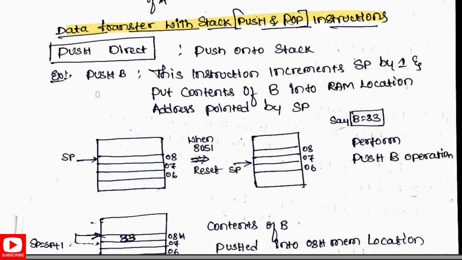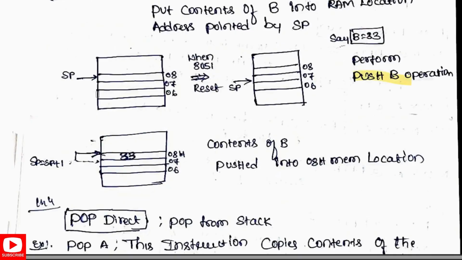Next one, PUSH direct, that is push onto the stack. Here the instruction increments the stack pointer by 1 and puts the content of B into the RAM location address pointed by SP. So for example, consider we are performing a PUSH B operation. Here SP will become SP plus 1. It is pointing to 7. So as I make it SP plus 1, B is having 33. That 33 will move from 7 to 8H. So the contents of B are pushed into the 8H memory location.